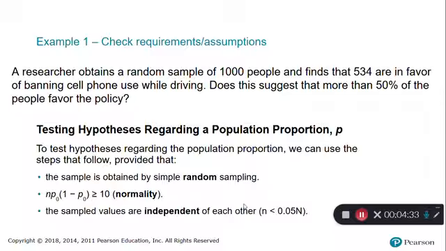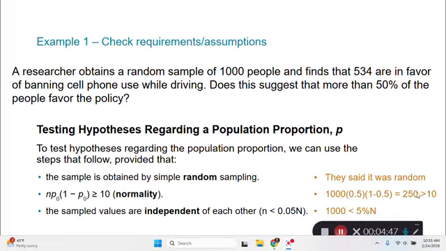And then the third thing we would check for is that the sample values are independent of each other, or that n is less than 0.05 times capital N. So let's check this for our problem. First of all, they said it was a random sample, so we can check off that one. And then when we plug in our values for the second condition, 1,000 times 0.5 times 1 minus 0.5, we get 250, which is greater than 10.